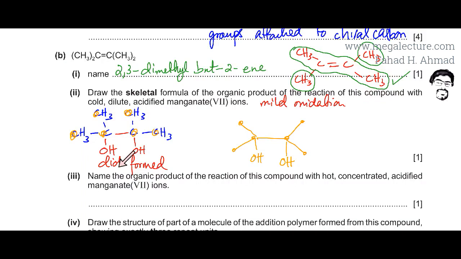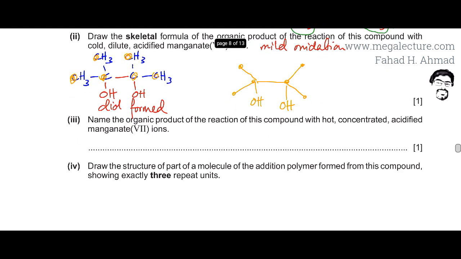The next part, part 3 of the question, states: name the organic product of the reaction of this compound with hot concentrated acidified manganate(VII) ions. So let's look at this compound again, and let's redraw this compound. We're going to try and figure out the molecule, and this time it's hot concentrated. So we're talking about strong oxidation. Now here's my original molecule.